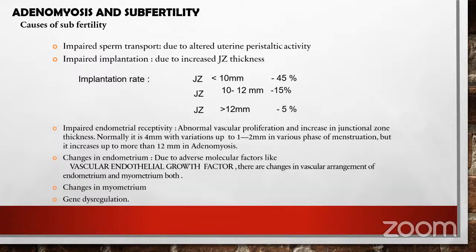Impaired endometrial receptivity is also one of the causes. Abnormal vascular proliferation and increase in junctional zone thickness is the main cause. Normally it is 4 millimeter with variation up to 1 to 2 millimeter in various phases of menstruation, but it increases up to more than 12 millimeter in adenomyosis. Changes in endometrium due to adverse molecular factors like vascular endothelial growth factor. There are changes in vascular arrangement of the endometrium and myometrium both. Changes in myometrium, that is in the individual muscle fibers, and gene dysregulation are also there.